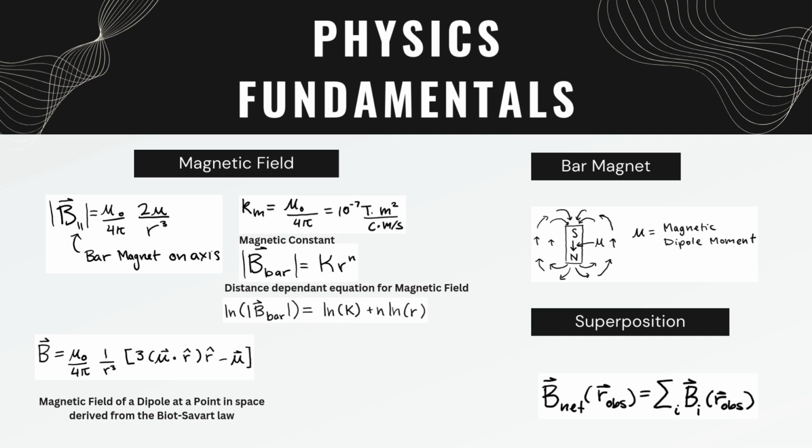Finally, we can also use a derived version of the Biot-Savart law, which gives us the magnetic field of a dipole at some point in space. We should note that the magnetic dipole moment of a bar magnet travels from the south pole to the north pole of that magnet. And if we are given more than one source of magnetic field, then we can use superposition to find the net magnetic field at that position.